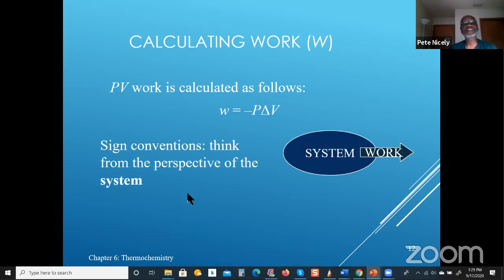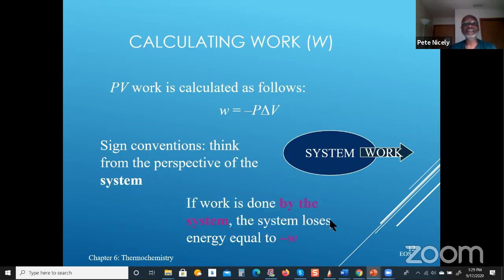Now, it's very important that you pay attention to the sign conventions when it comes to the system doing work or work being done on the system. If the system is doing work, right, what that means is that the system will lose energy, right? And therefore, what that means is that the actual value of W is going to be negative, all right? So if the system is doing work against the surroundings, the system will be losing energy, and therefore the energy change sign would be negative, all right?